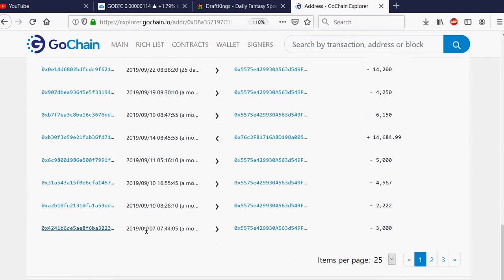So let's start off with this one, which is September the 7th at 7:44 a.m. Eastern Time. One of the things you're going to notice is that I get up usually before 8 or between 7:30 and 8:30. That's my wake up time. And a lot of times I do a lot of Go stuff in the morning. So 7:44, September the 7th.